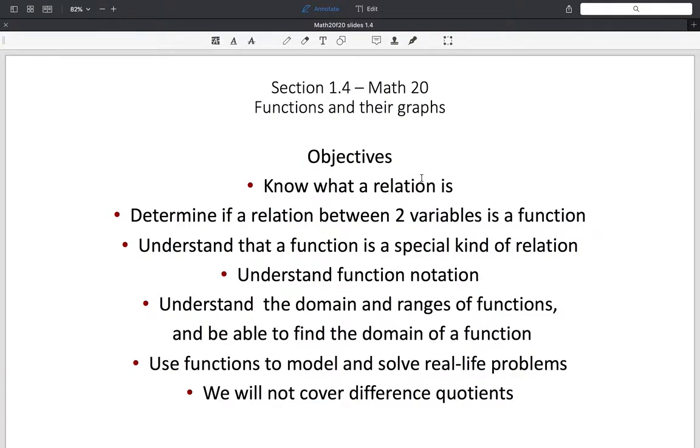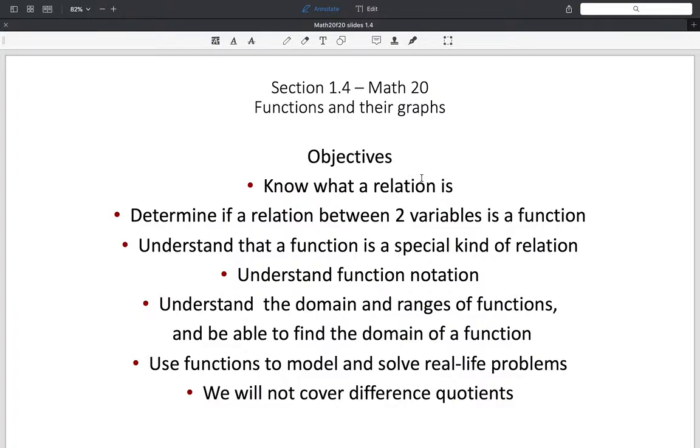Okay, today we're going to talk about section 1.4, and that's about functions and their graphs. And here are the objectives. You want to know what a relation is. You want to determine if a relation between two variables is a function. You want to understand that a function is a special kind of relation.